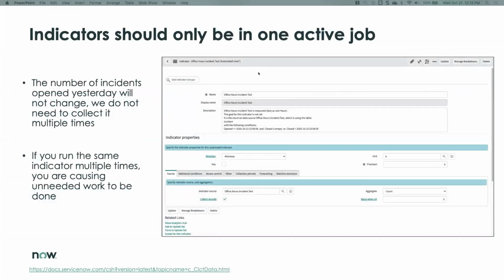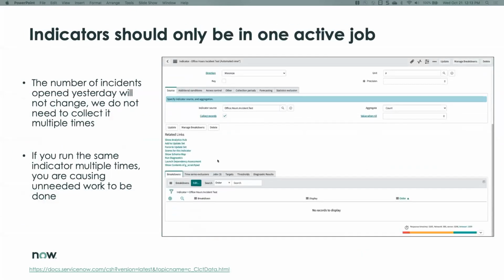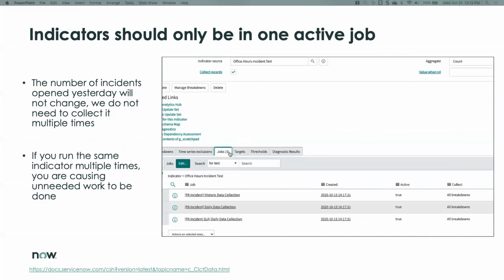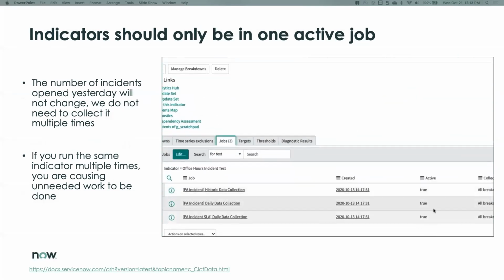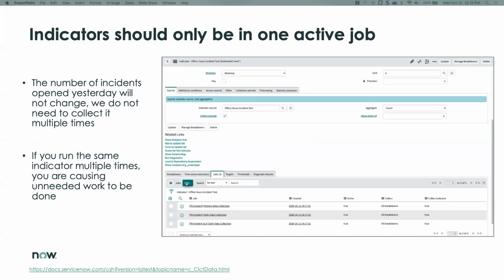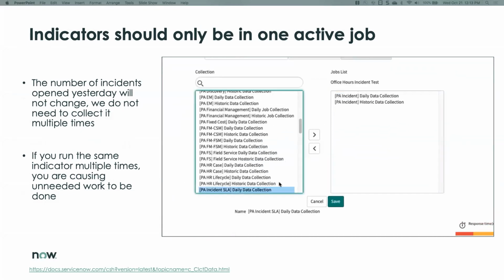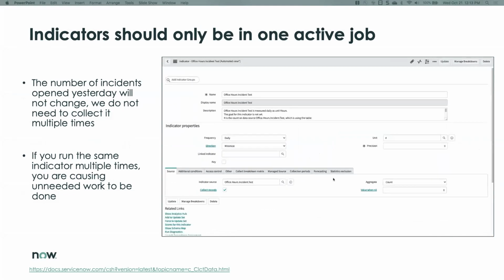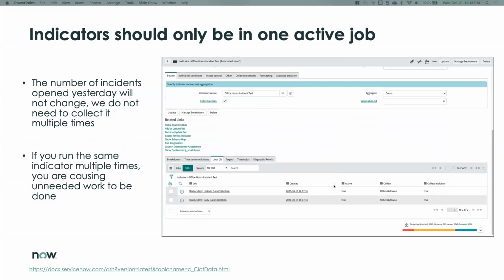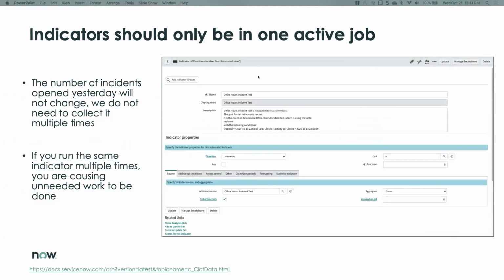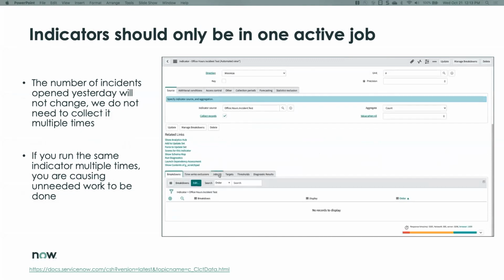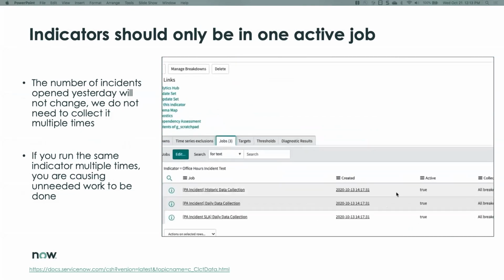So next, at the indicator level itself, the number of incidents that were open yesterday is not going to change. So it doesn't make sense to pull that data again. And if an indicator is in multiple daily jobs, collecting multiple times, you're causing unnecessary, unneeded work to be done. So in this example here, we can see that this particular indicator was actually a part of multiple daily jobs. There's no reason for the indicator to be in more than one daily job.